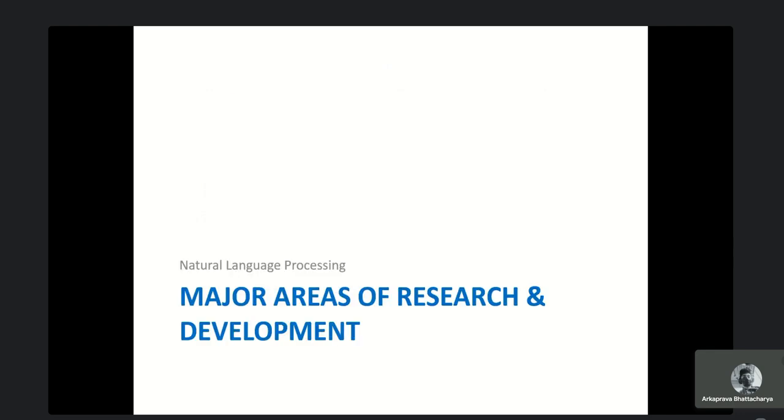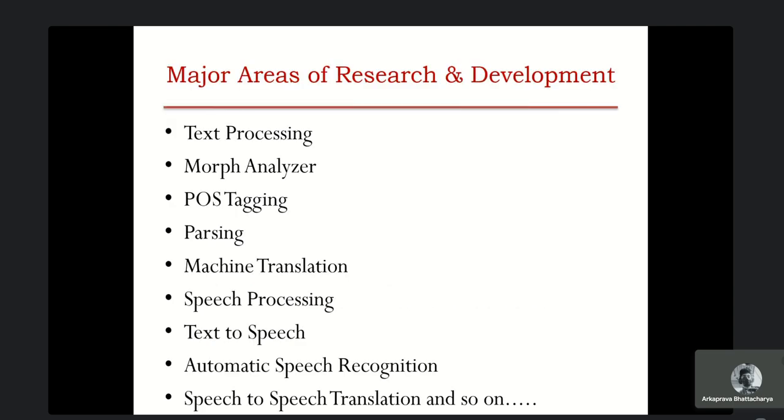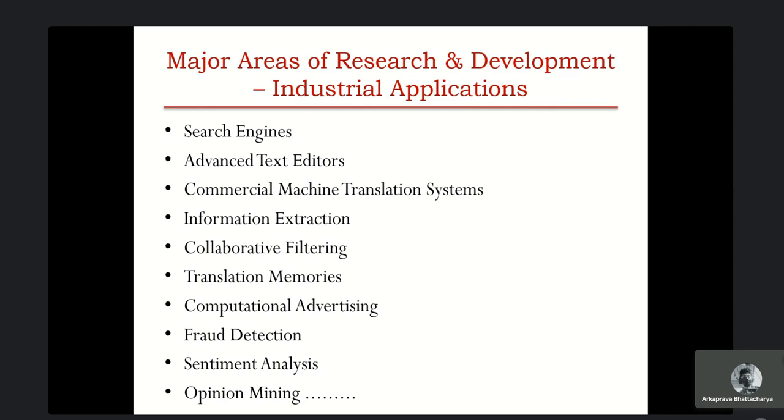If you look into the major areas of research and development, you can start with the smaller one, that is from text processing to speech translation. And if you look into industrial applications, it may start with search engines, advanced text editors, commercial machine translation systems. These are being built, but still there are many loopholes found in these applications. So these are the major areas of research and development when I look into industrial applications.